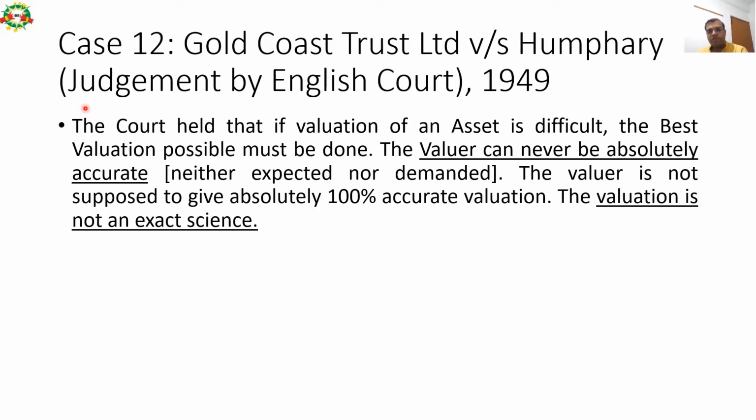Next important case is Gold Coast Trust Limited versus Humphrey, judgment by the English Court, 1949. So in this case, the court held that if valuation of an asset is difficult, the best valuation possible must be done. The valuer can never be absolutely accurate, neither expected nor demanded. The valuer is not supposed to give an absolutely 100% accurate valuation. The valuation is not an exact science. So these are the key words for remembrance.